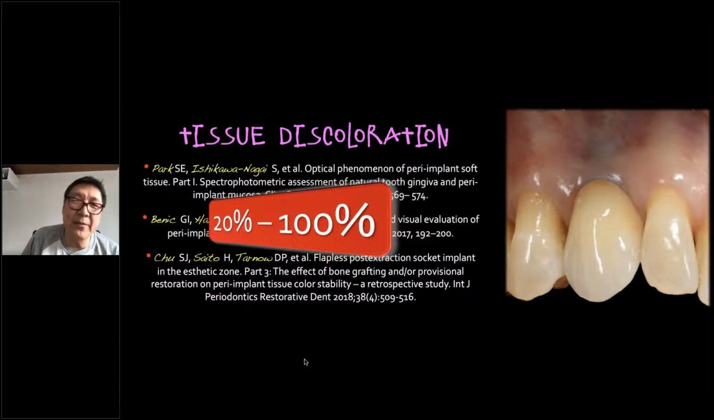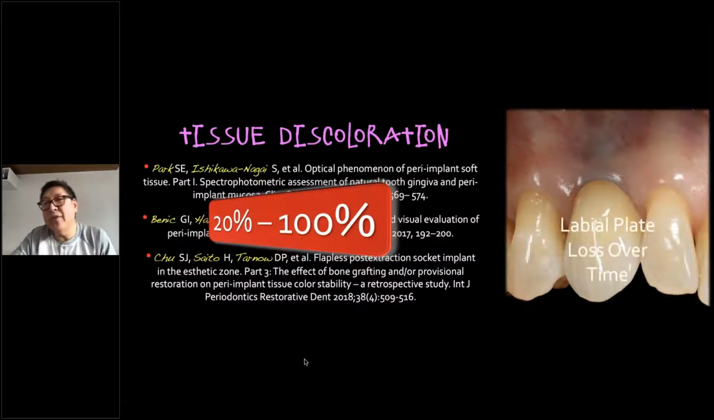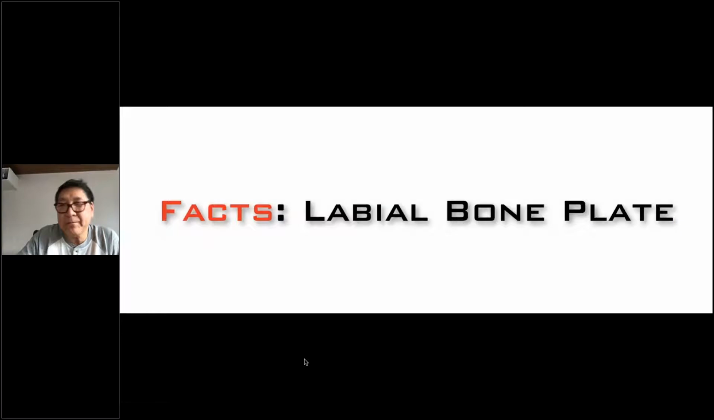And that, to me, is a very high number. Park and the guy at Harvard showed 100%. Bennick showed 60%. We showed 20%. And it also could be a factor of implant design. And the reason why you would have tissue discoloration, obviously, is that you've lost the labial bone plate.